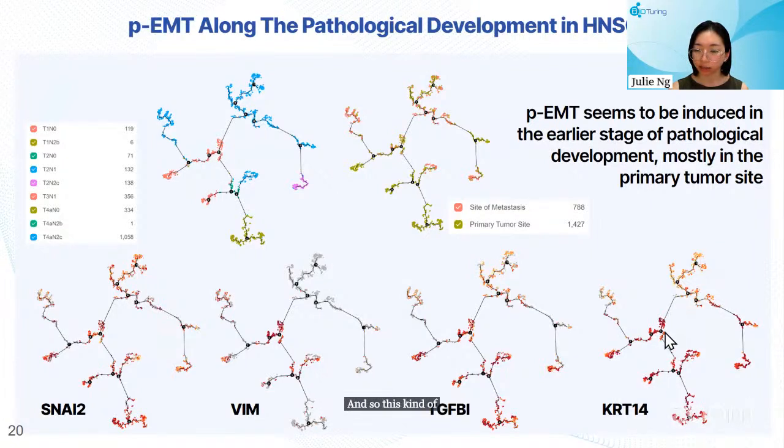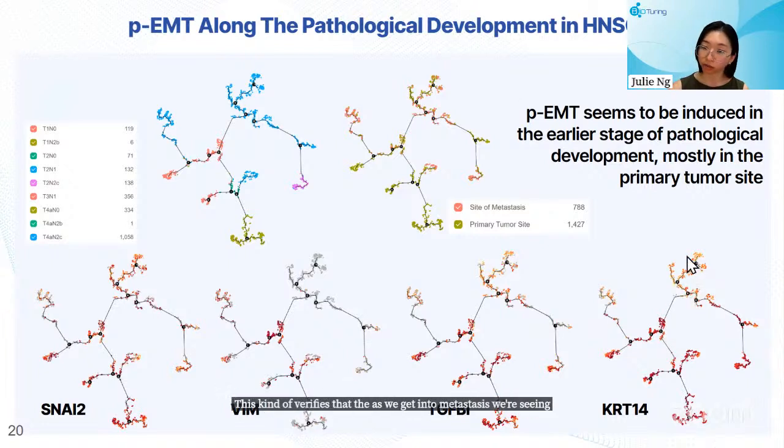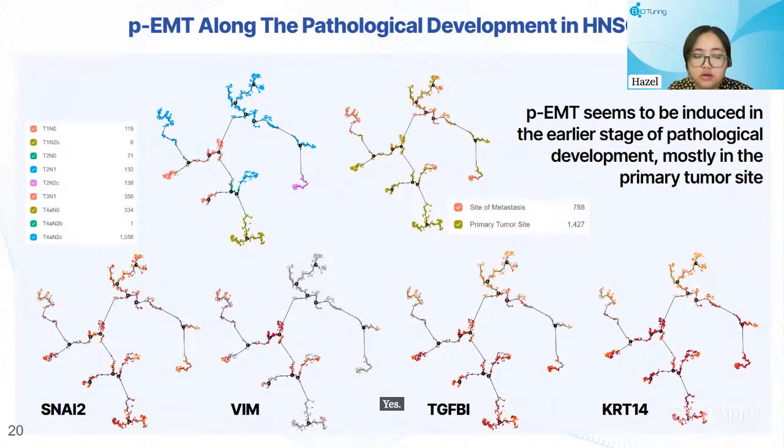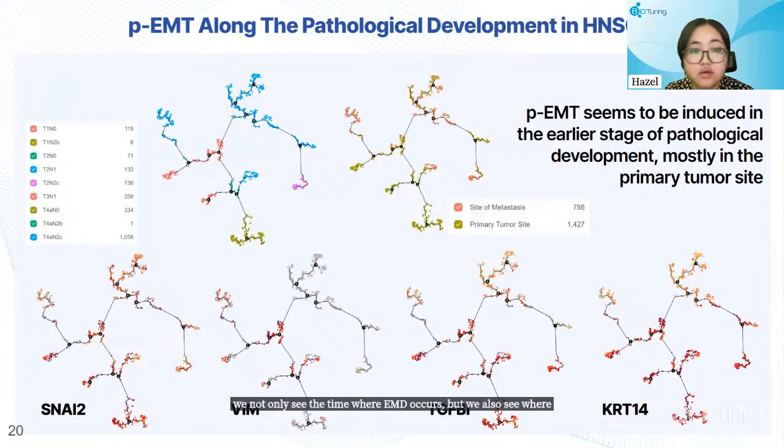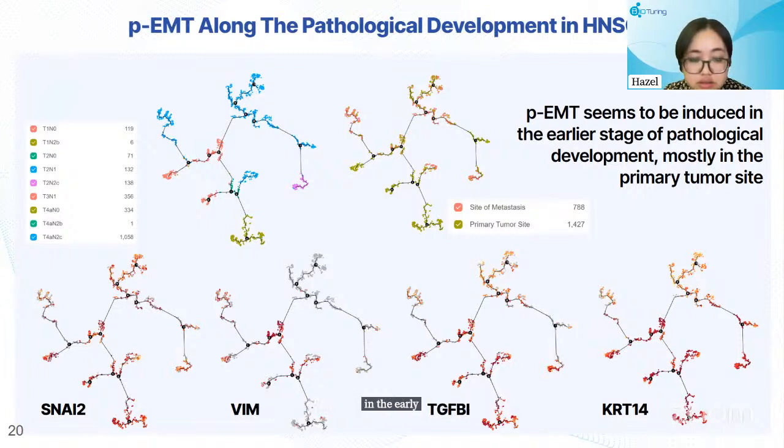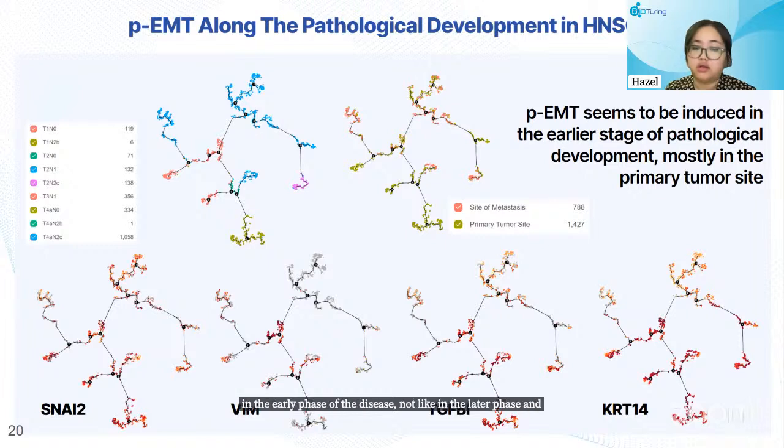This verifies that as we get into metastasis, we're seeing a transition from epithelial cells to a different kind of cell state. Yes, great. Here we see a lot of EMT marker gene expression, and we not only see the time when EMT occurs, but also where it occurs, which is in the primary tumor site in the early phase of the disease, not in the later phase and not in the metastasis.